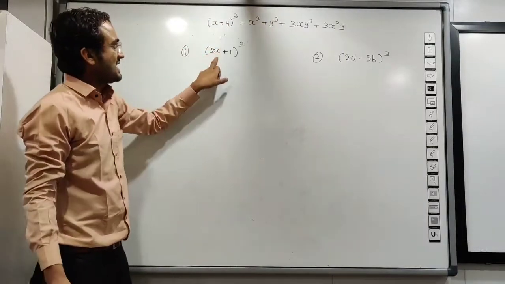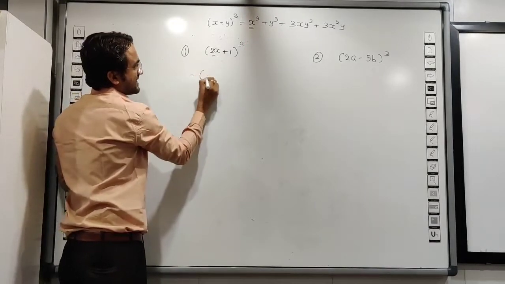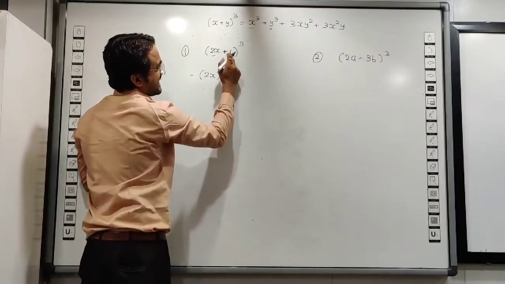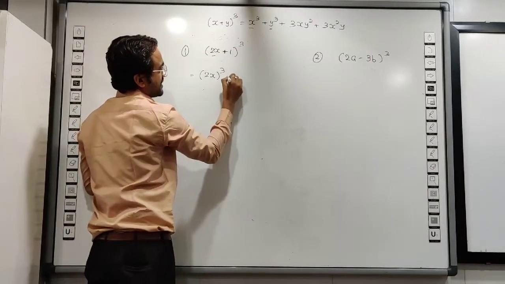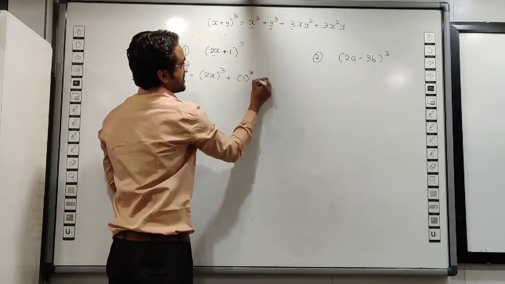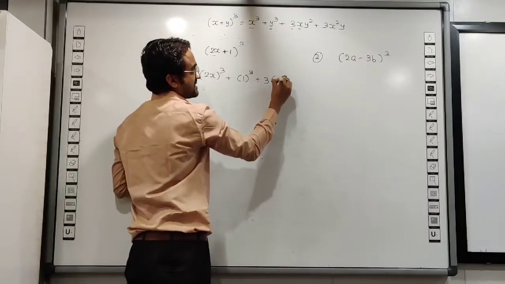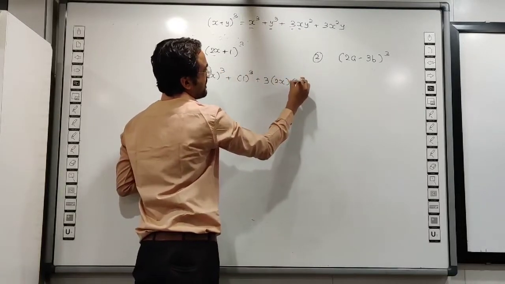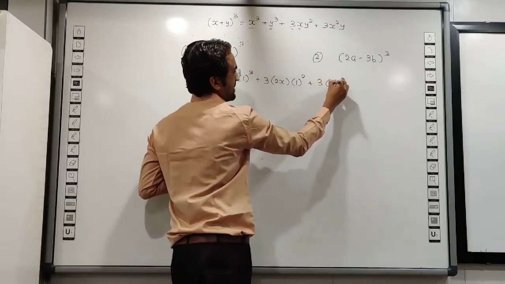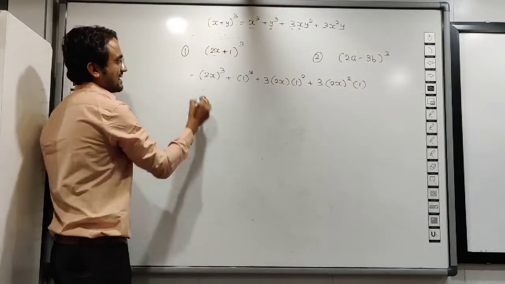Here your x is 2x. So I will write x cube. X cube means (2x) cube. So (2x) cube, y cube. Here your y is 1, so you will put 1. Then next 3. So I will write 3. X means first, first means 2x. Y means 1. Next x square. X means (2x) square, and y means 1.